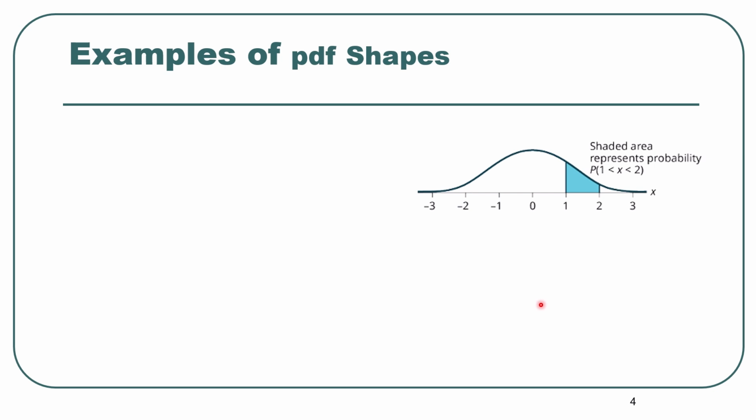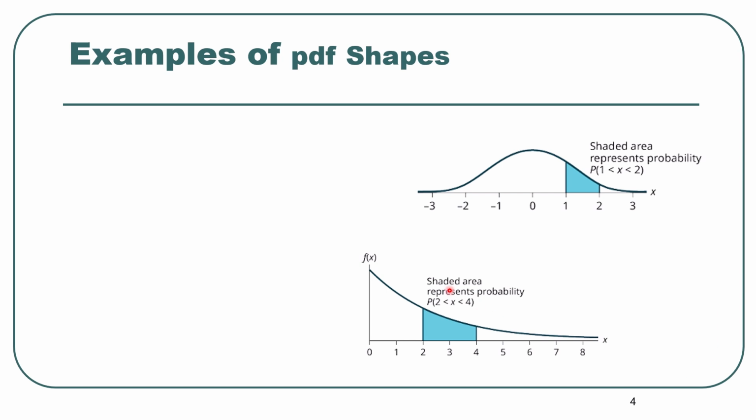Another example here is one of the PDFs, an example of another PDF, not the normal. Here, if you want to calculate the probability of your random variable x that follows this specific PDF, the exponential function, it is exactly equal to the area under the curve on the interval from 2 to 4.